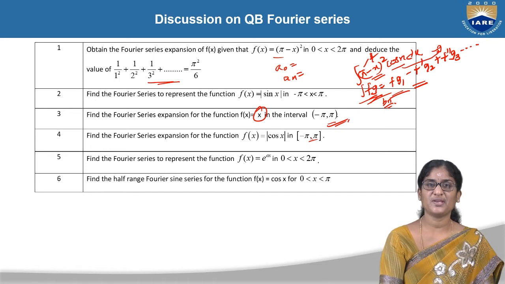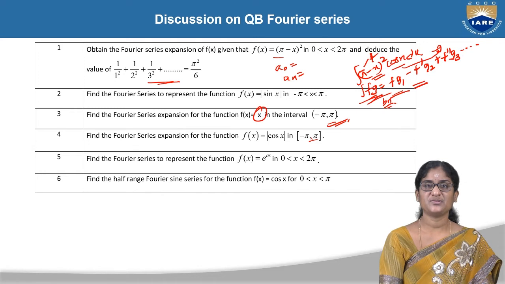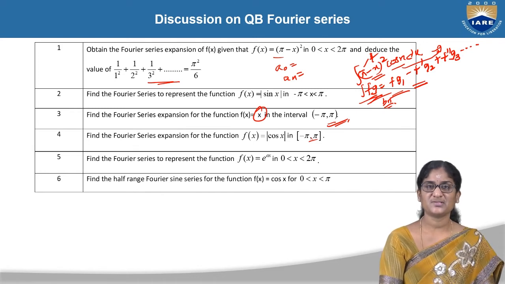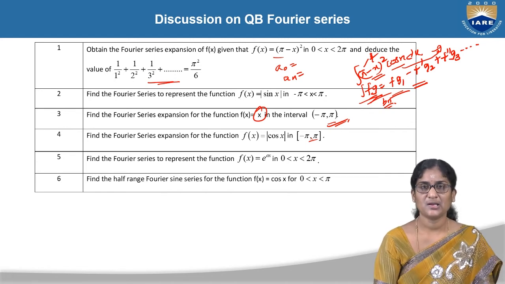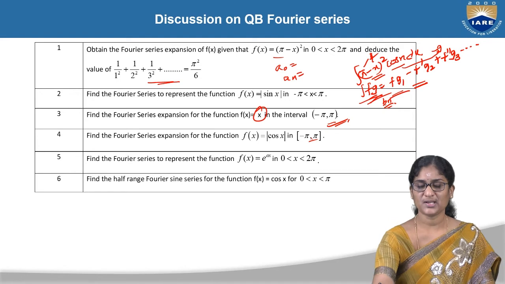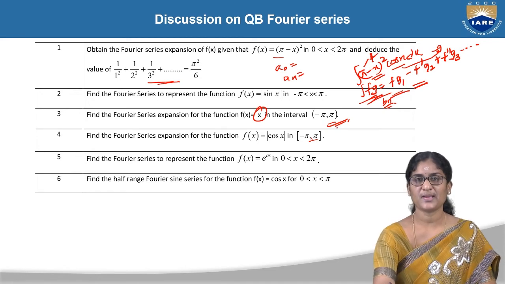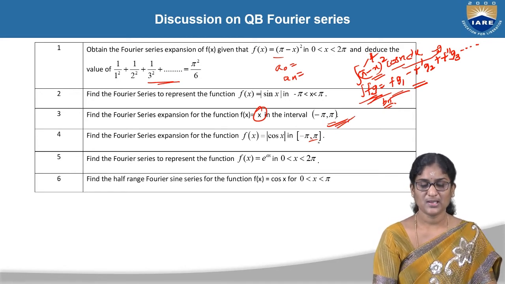What is the formula for bn value? So bn value is nothing but 1 by pi integral from minus pi to pi f of x sin nx dx. So we need to substitute f of x is equal to x. Put the value of f of x is equal to x, that is the functional value he has given. Then integrate it by using integration by parts from minus pi to pi. Then you can get the bn value.